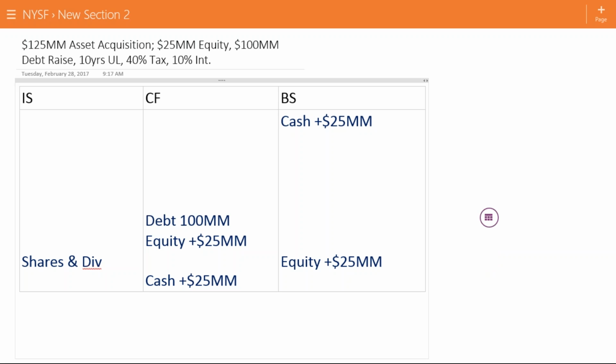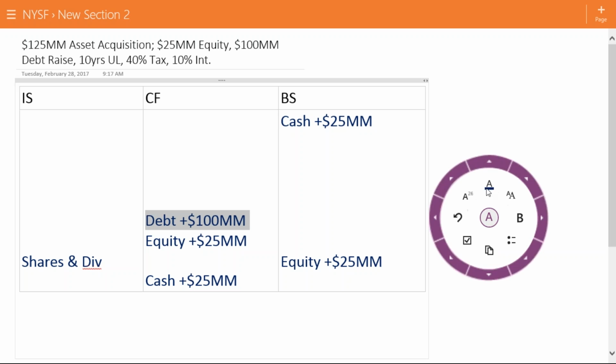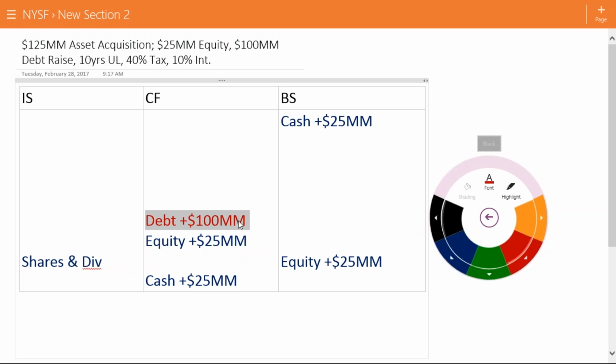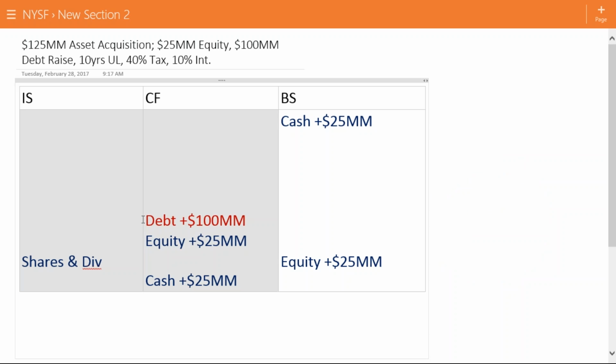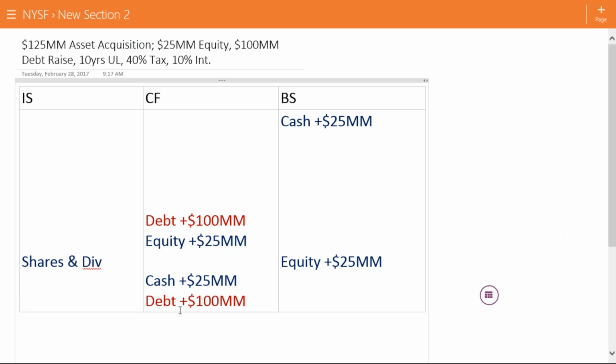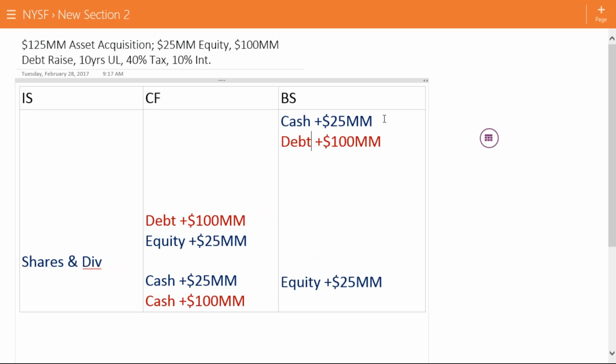So that's it for the cash. Debt is 100 million. I'll make debt red. And then what? Impacts cash. And what else happens? Cash here and debt. Real simple. Cash up, debt up, cash up, equity up. Okay? What else happens with debt?